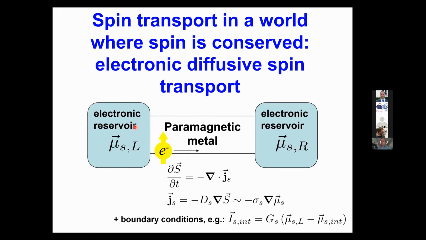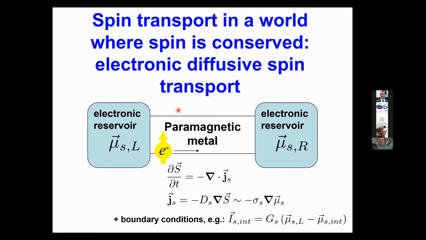So if this would be pointing in, let's say, the positive z direction, both these spin accumulations would be different only in magnitude, not in direction. You would have the up electrons going to the right, the down electrons going to the left, and that would be your pure electronic spin current. And since this is a paramagnetic metal, there's no charge current in this case.